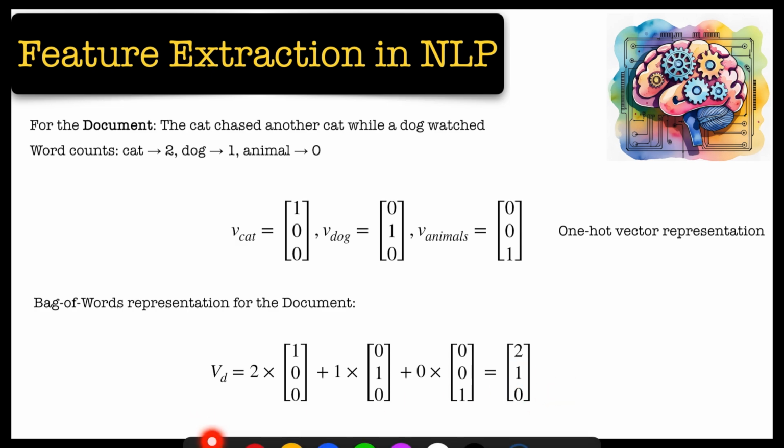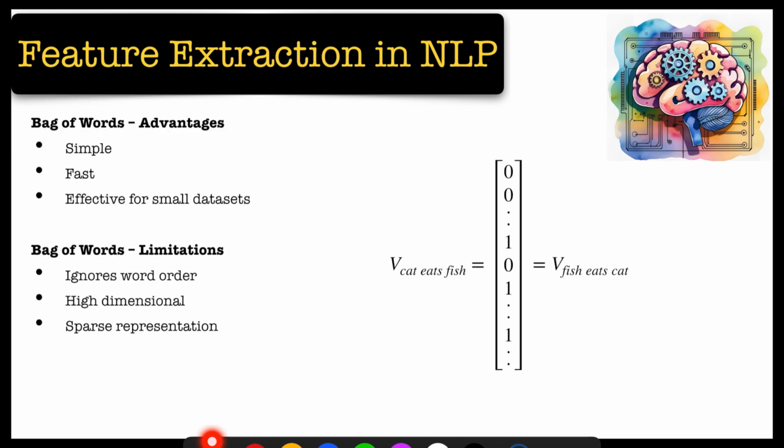So this is just how you perceive this bag of words. So what are the advantages and limitations of bag of words? First of all, it's very simple, fast and effective for small data sets. Limitations: it ignores the word order.